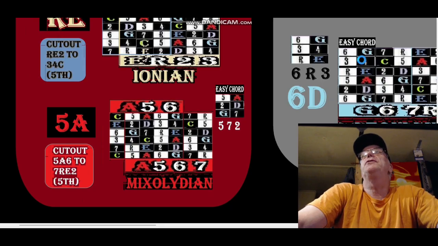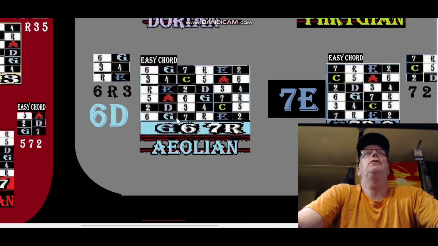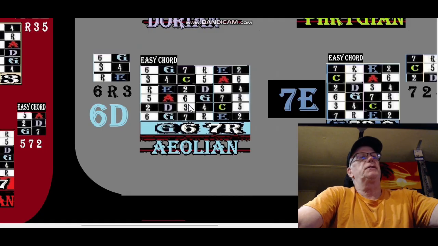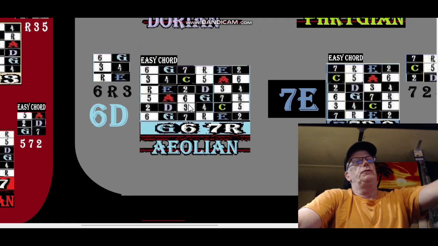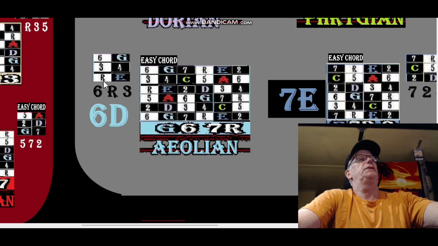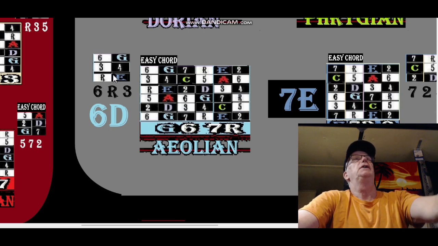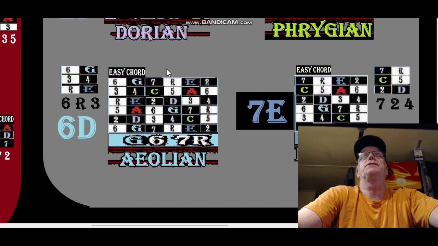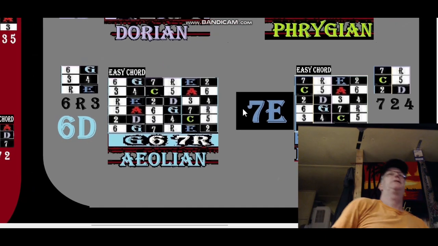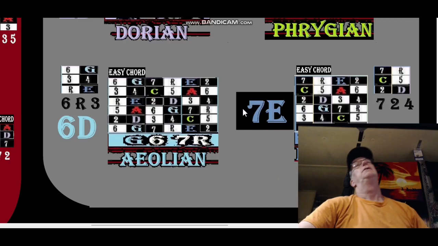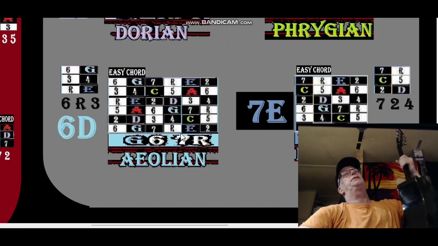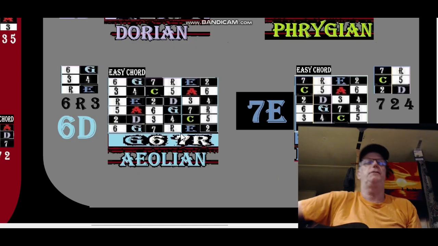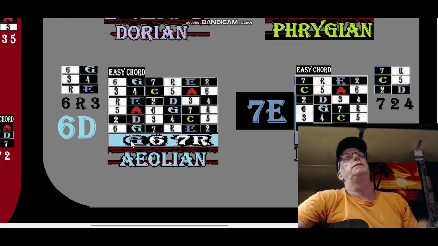But on the short ones, obviously Aeolian would be what? 6, root, 3. So this is root 3, 6. Is also first inversion. Okay, so they're all pretty much first inversion up there on the cutouts, and that's very interesting. Let's look at the Aeolian box. So this is the long box of the short 6/7 root string shape.